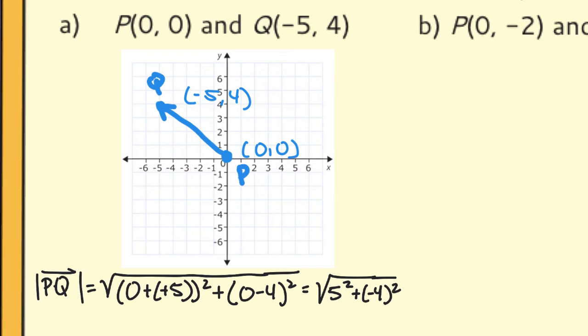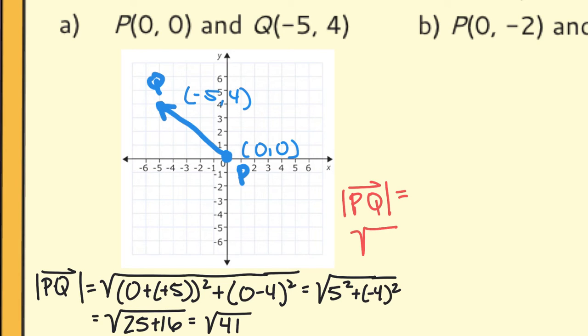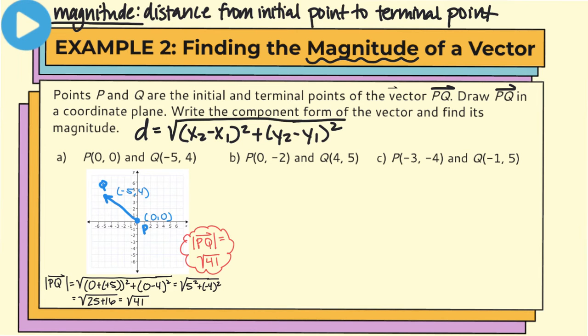right? And we can simplify that to be square root of 25 plus 16, which is square root of 41. Square root of 41 doesn't reduce. There's no prime numbers that go into it. So the magnitude of PQ is square root of 41. So now let's move on to example B.